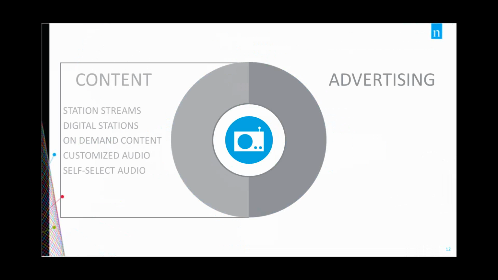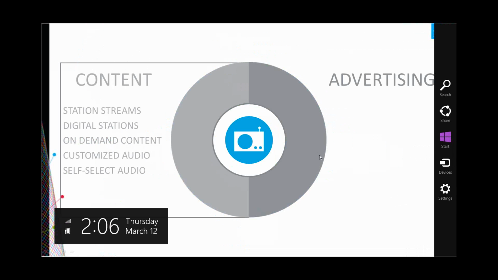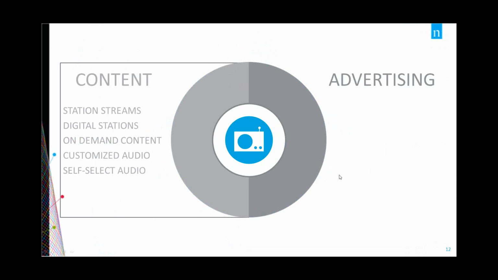On the content side, if we drill down a little bit more, these are the ways, at least today, as we look out into the digital audio marketplace, these are the types of content we see out there. Station streams, I'm sure near and dear to your hearts, go without saying. Digital stations, you'll also hear them referred to as e-radio stations. They are, in many ways, very similar to a radio station in that they are being programmed, they're linear, they just don't necessarily happen to have an over-the-air counterpart.